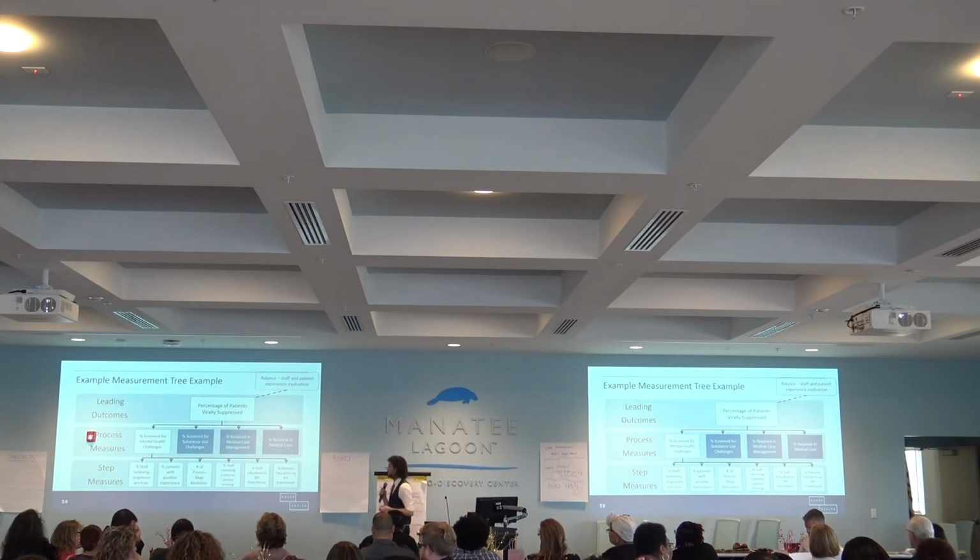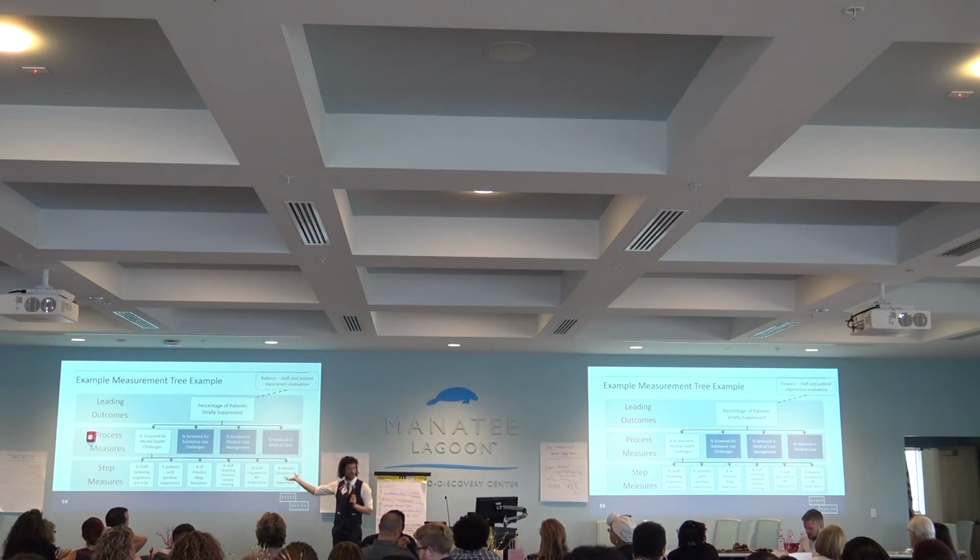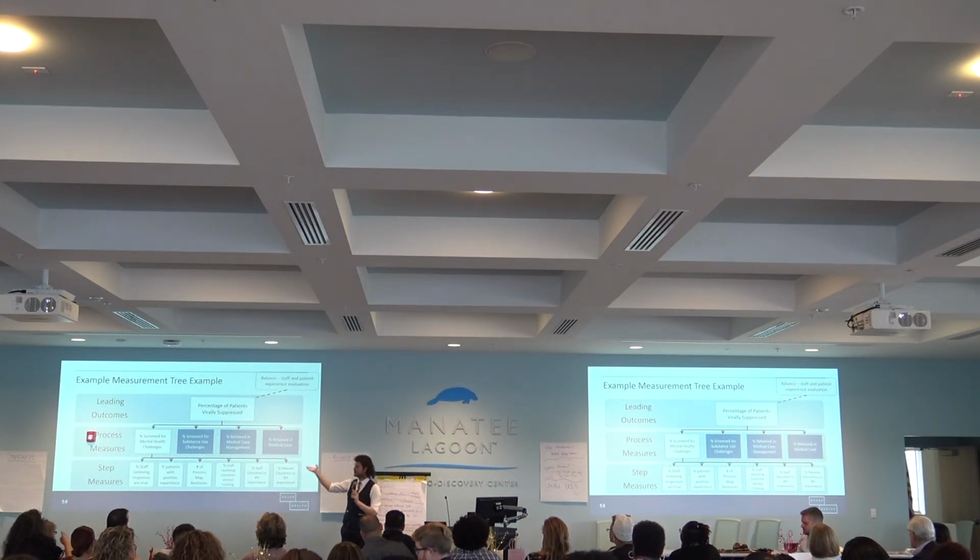Let's bring this to the ground with an example. So percentage of patients virally suppressed, leading outcome. Process measures. Screen for mental health challenges, that's a barrier to care and facilitator to care that we've all talked about. Screen for substance use challenges, we definitely talked about that a lot today. Retained medical case management, we talked about that today. And percent retained in medical care, we talked about that today.